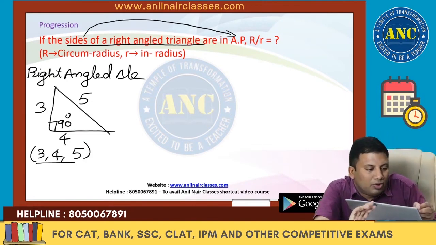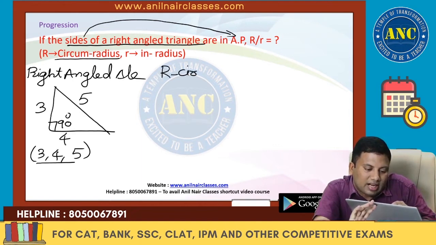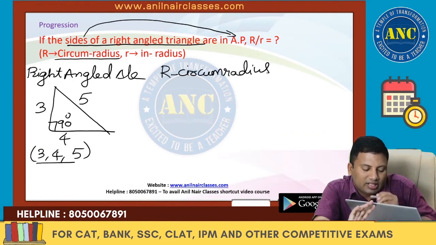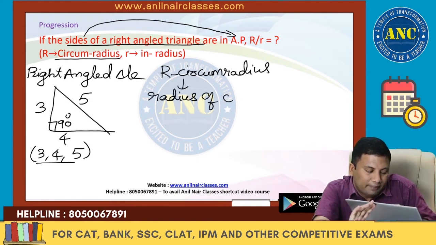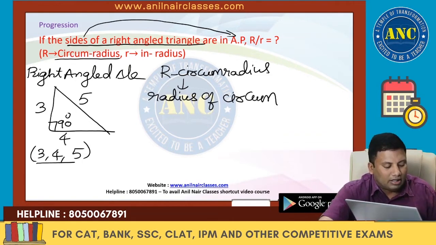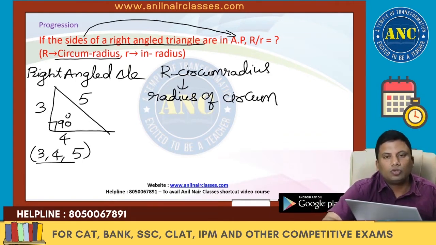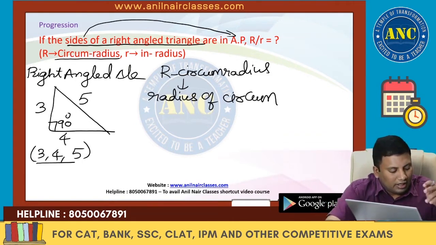Now there are some new terms which are there. What is this one? This is nothing but circumradius. R is nothing but circumradius. Circumradius is nothing but the radius of circumcircle.